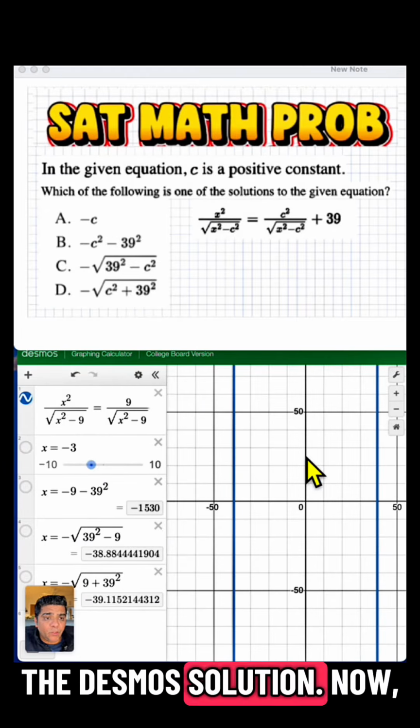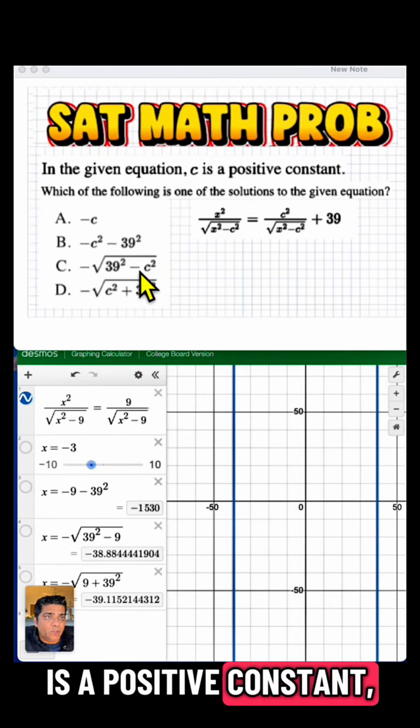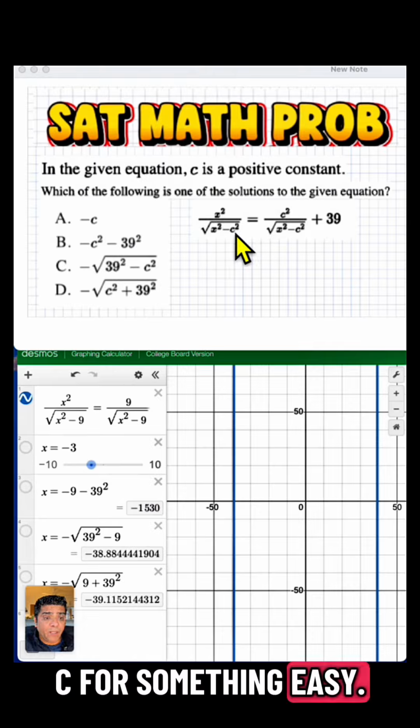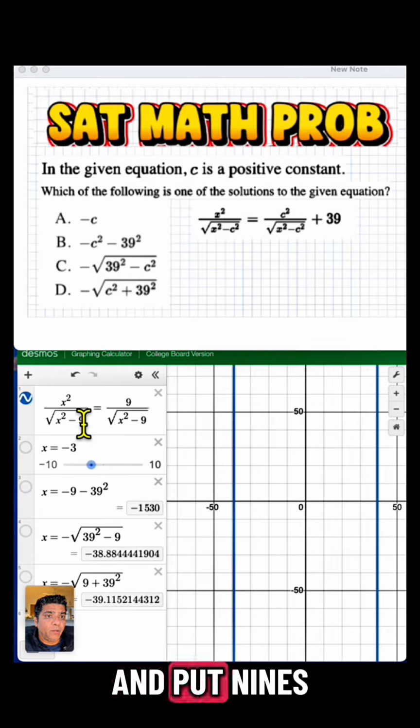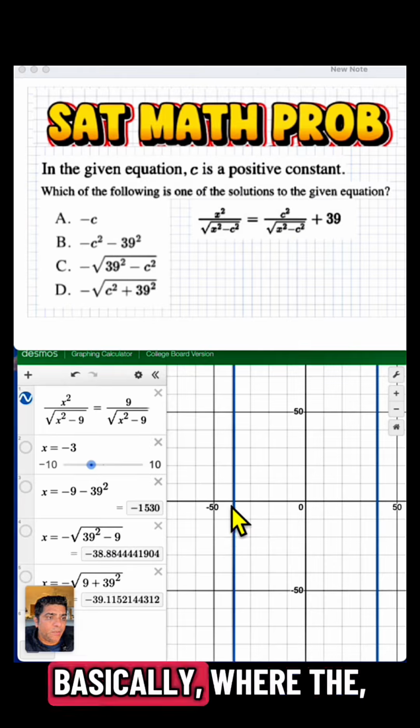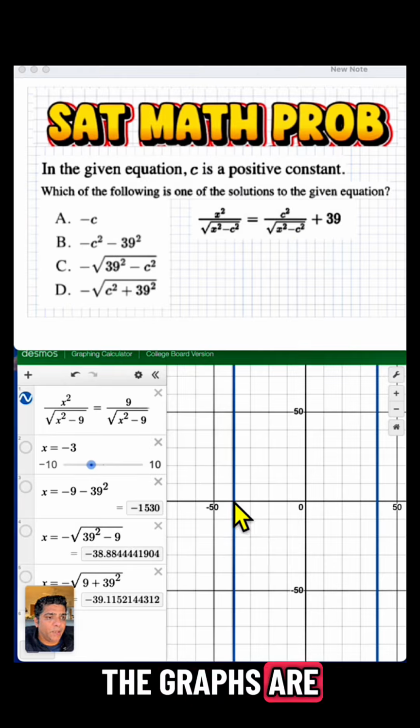So let's take a look at the Desmos solution now. Since c is a positive constant, I've substituted c for something easy. For example, if c is 3, then I can put 9 instead of all the c squared. So that's what I did here. These are our solutions, basically where the graphs are intersecting the x-axis.